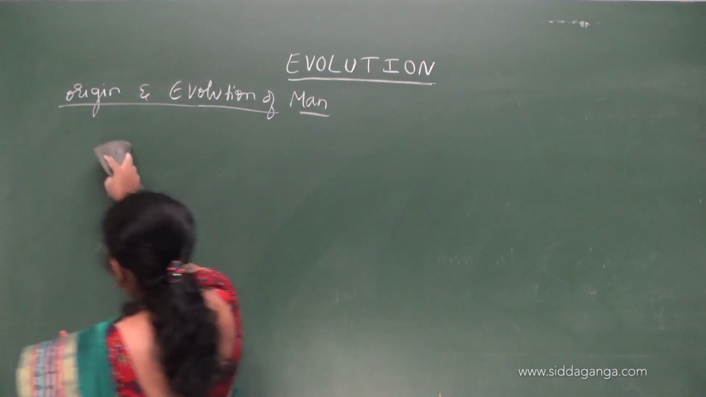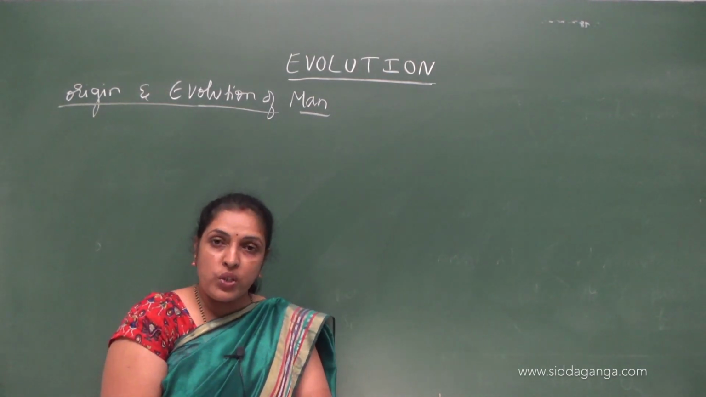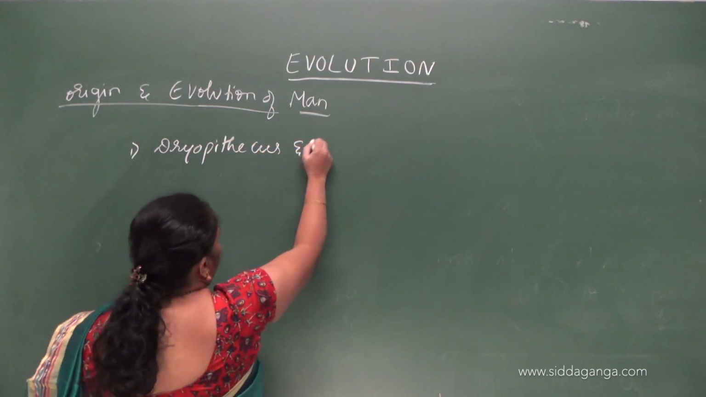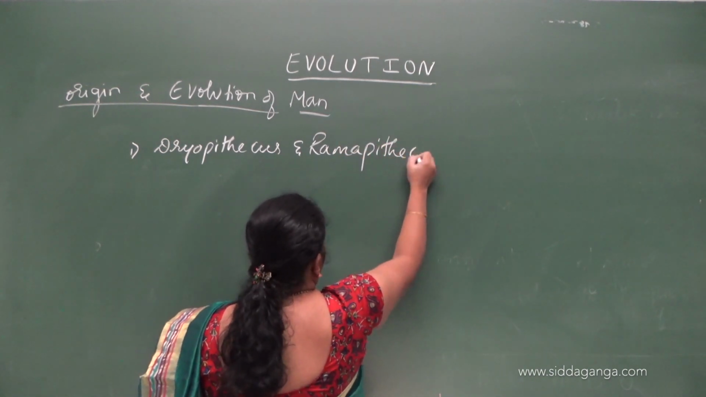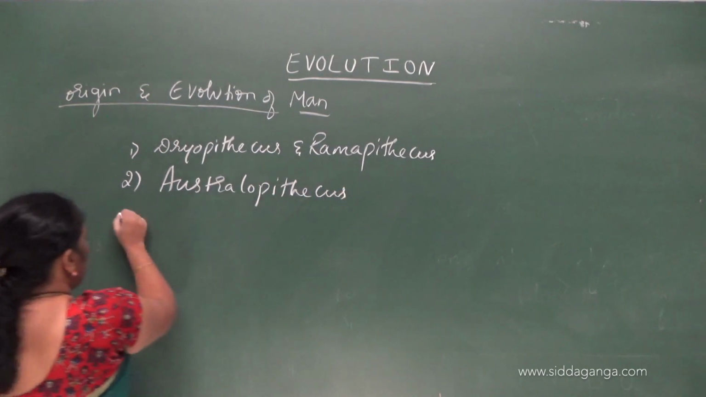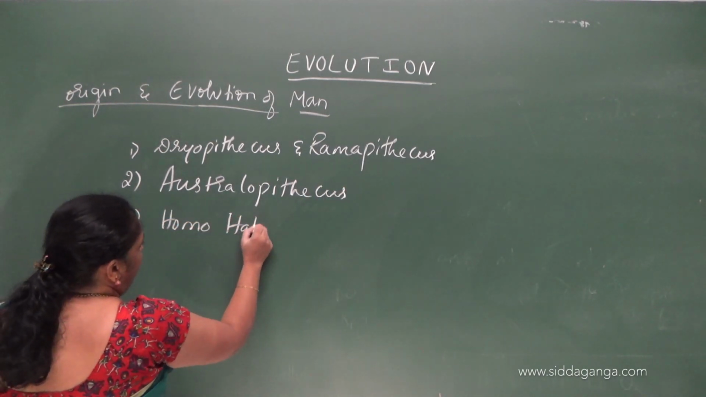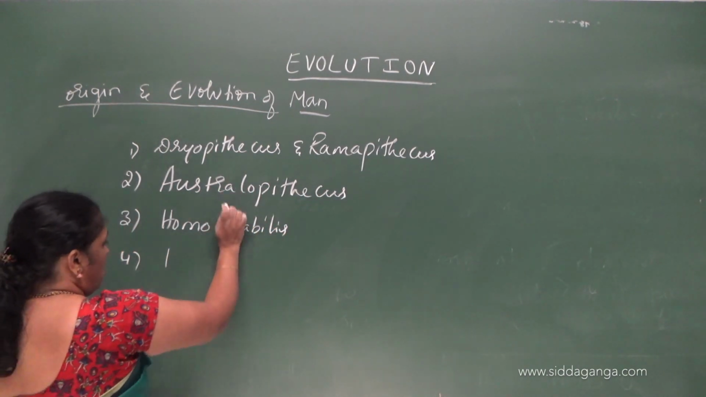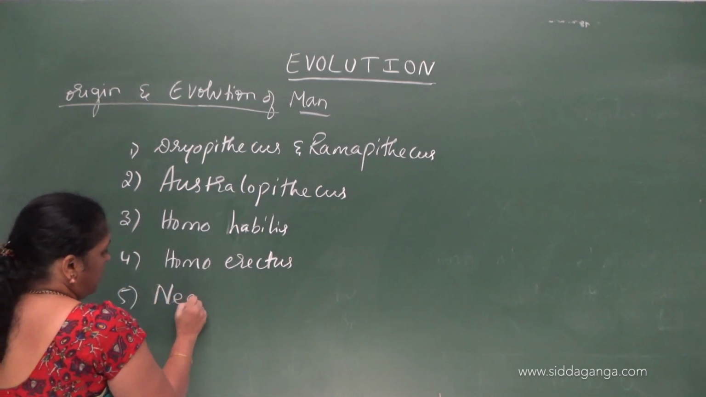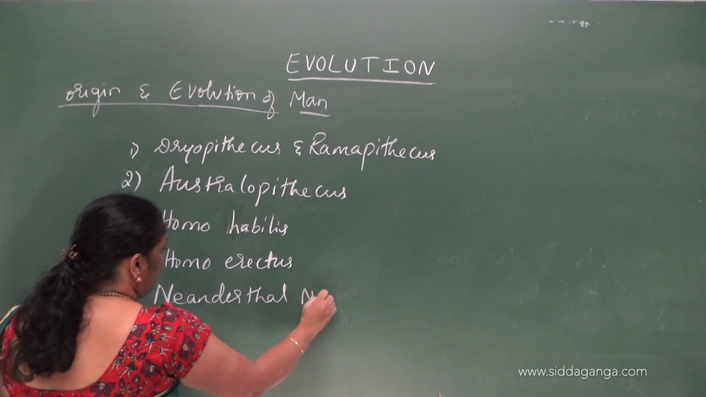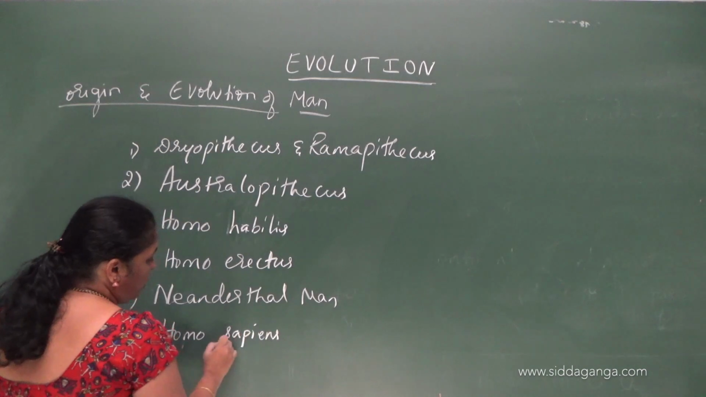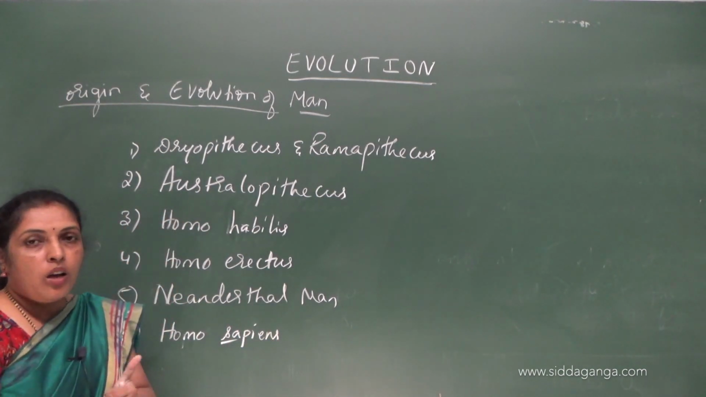They'll ask, name the stages in evolution of man. You have to write 6 stages. So the first stage is Dryopithecus and Ramapithecus. Second stage is Australopithecus. Then third is Homo habilis, then Homo erectus, then Neanderthal man, then we have Homo sapiens. See, species in small letter. So these 6 stages we have to write when they ask for 3 marks.